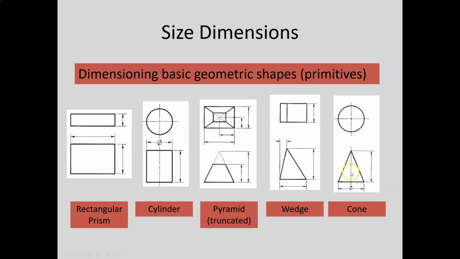Here's a wedge and here's a cone. There's actually 2 missing out of these basic primitives. So there should be 1, 2, 3, 4, 5, 6, 7 basic primitives. The 6th one is a torus or a donut shape, and the 7th one is a sphere. We don't often see tori and spheres in our drawings, so that's why it's omitted here.